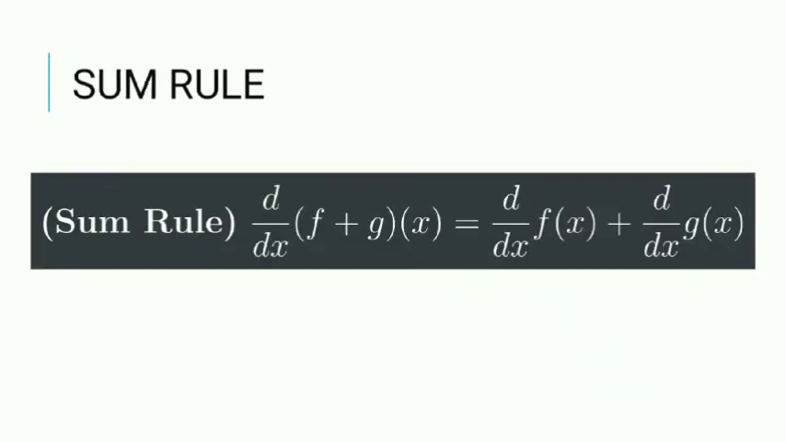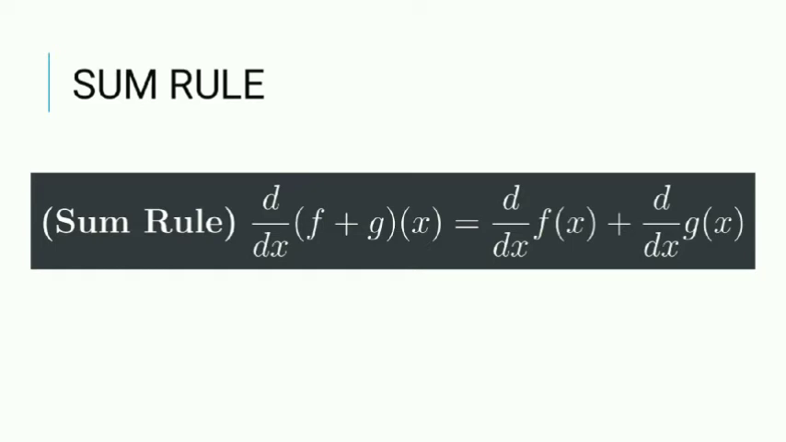Next is the sum rule. The d/dx of f plus g of x is equal to the d/dx of f of x plus the d/dx of g of x. In simple terms, the sum rule just says that we can break up derivatives like limits, or we can evaluate the derivatives term by term.